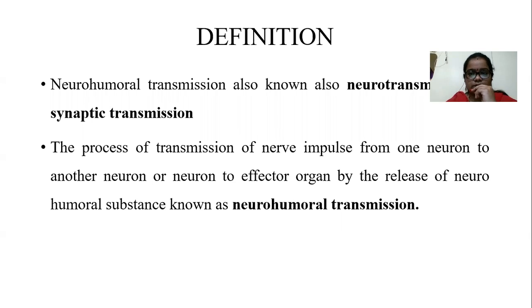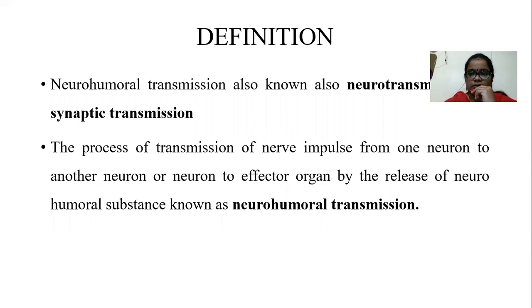So what is neurohumoral transmission? First, what is the definition of neurohumoral transmission? Neurohumoral transmission is also known as neurotransmission, and also as synaptic transmission. The exact definition is the process of transmission of nerve impulses from one neuron to another neuron, or from a neuron to effector organs, by the release of neurohumoral substance.